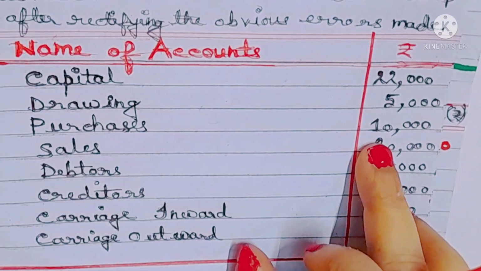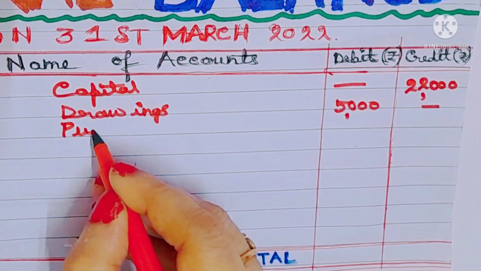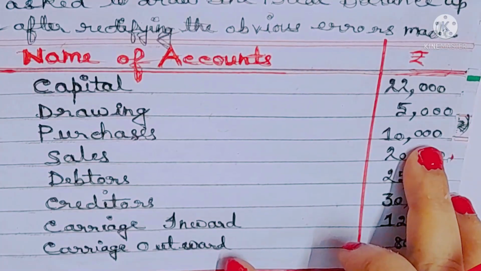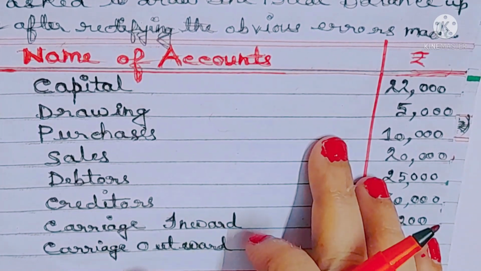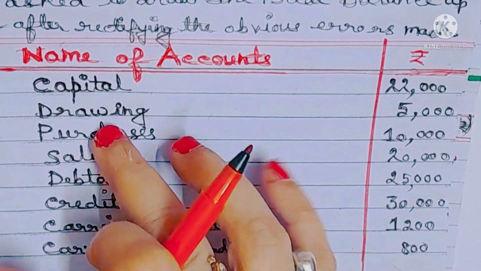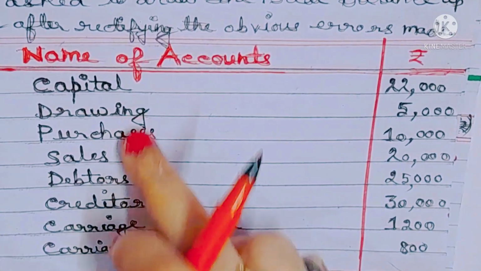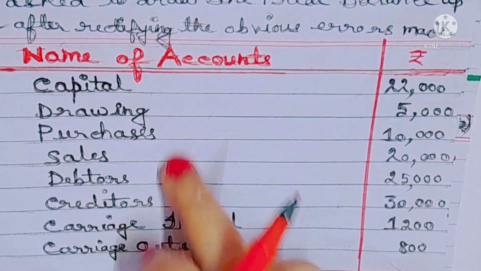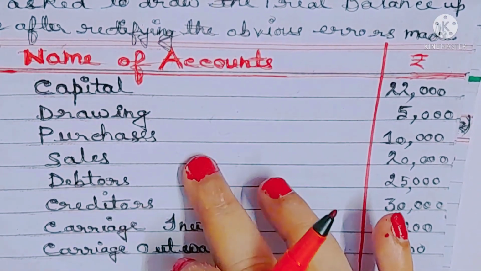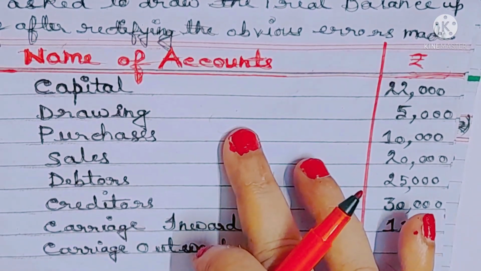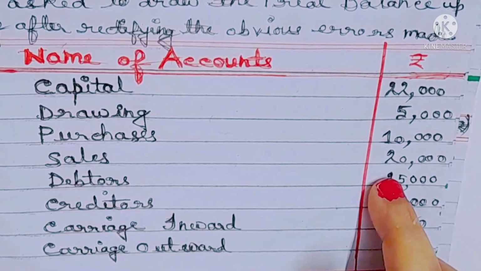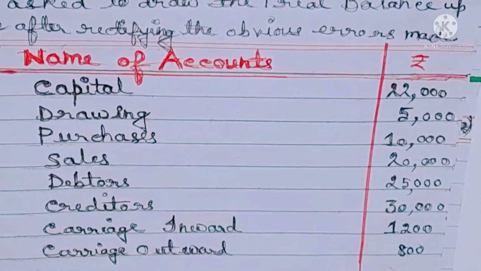Purchases account 10,000. So there is an adjustment for purchases, so we can't write 10,000, because the purchases and sales amounts were interchanged. Do you remember? The purchases amount was written in sales, and the sales amount was written in purchases. So what will the purchases amount be? 20,000. So let's write 20,000 in brackets.